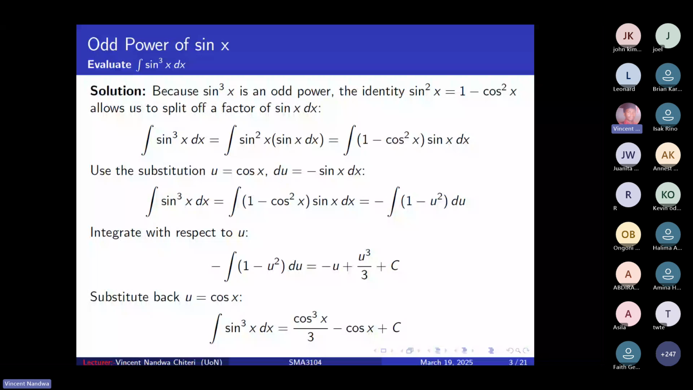I hope that example is okay. Yeah. Good. Then next example.